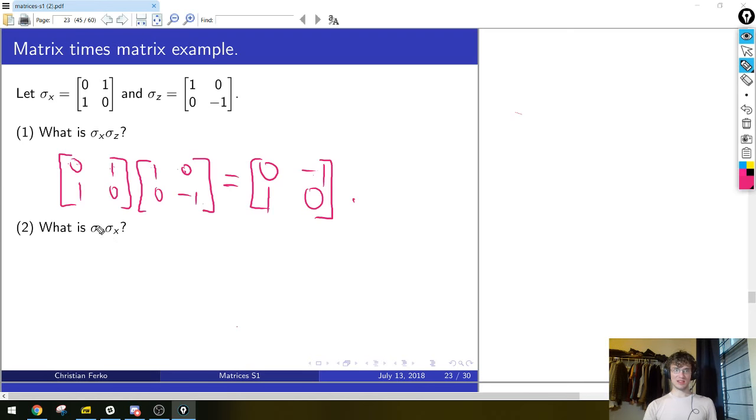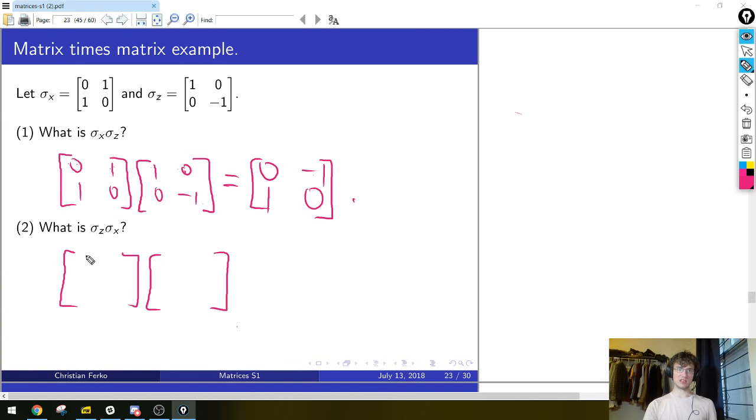So here we multiplied sigma x times sigma z. Here we're going to multiply them in the other order, sigma z times sigma x. So the same two things multiplied in the other order. Usually, if you multiply two things in a different order, you get the same answer. X times y is y times x. So let's see if that actually happens.